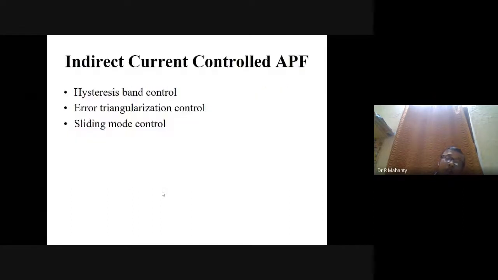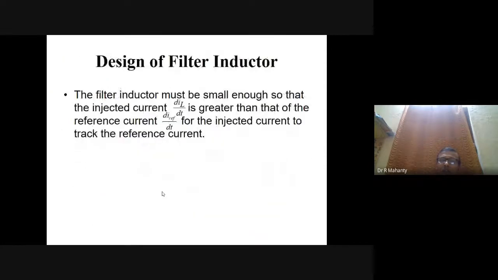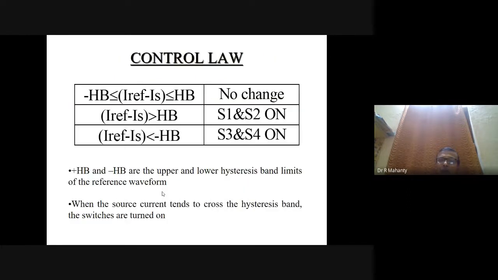So this is about the quasi-passive filter, or modified static VAR compensator, which can be used for reactive power compensation and harmonic filtering. Similarly, you can study active power filters also. In active power filters, I'm just showing you the results only. We can use hysteresis band control, or any type of control suitable to you.